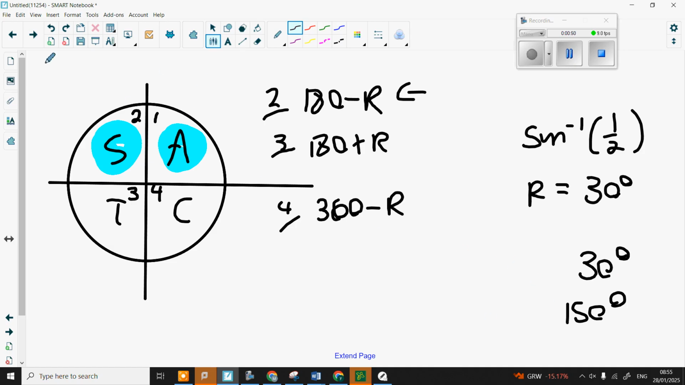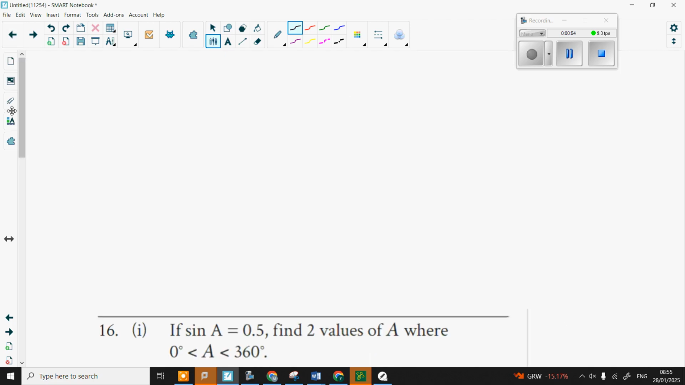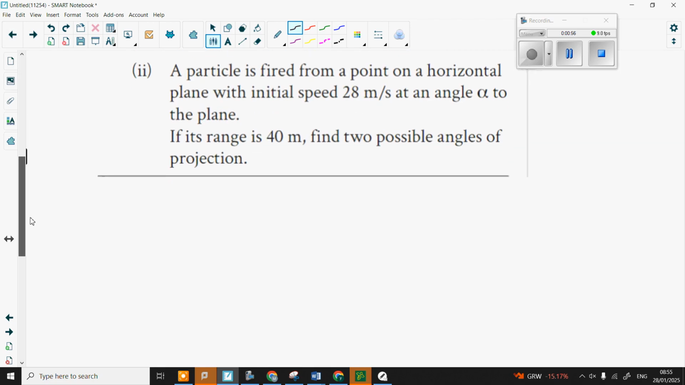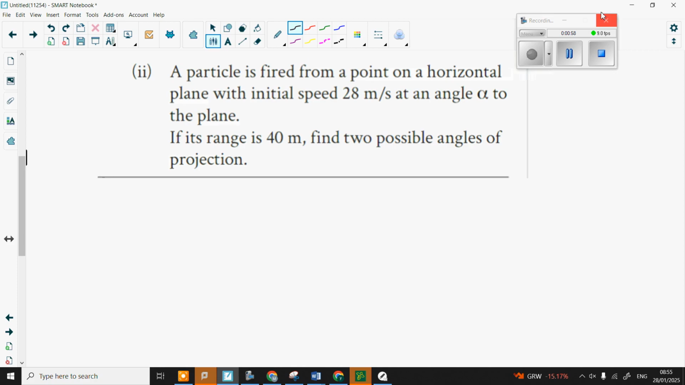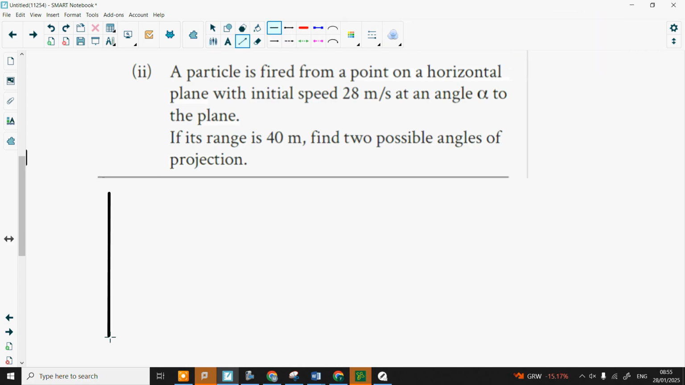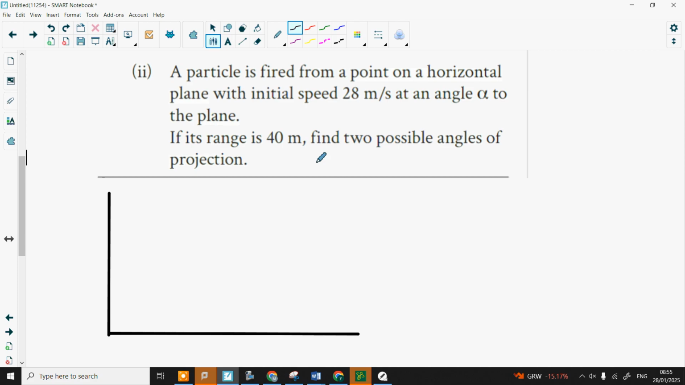Okay? Now, you go back a step, and then you go, all right, I got these two answers. Happy days. Now we're going to go on to the actual projectiles question. And the projectiles question is as follows. A particle is fired from a point on horizontal plane with initial speed 28 meters per second and angle alpha to the plane. If the range is 40, find two possible angles.